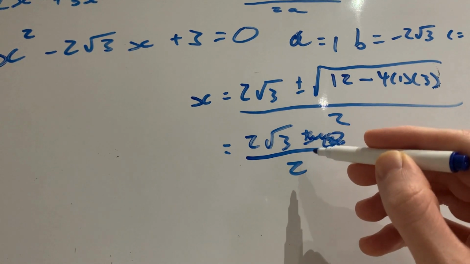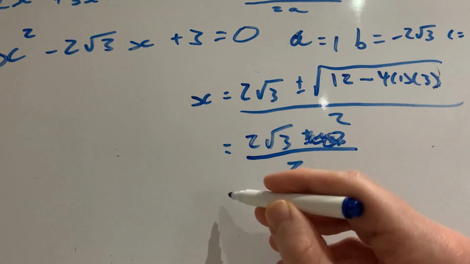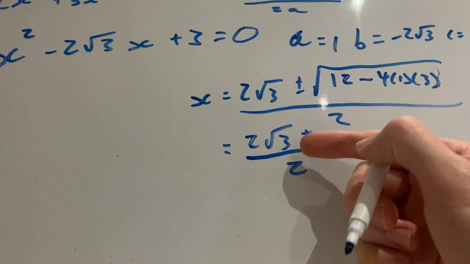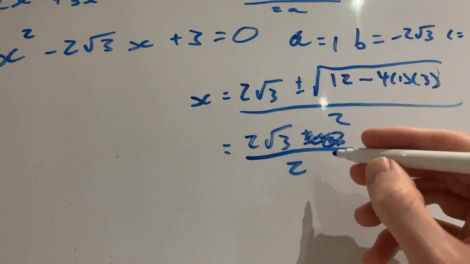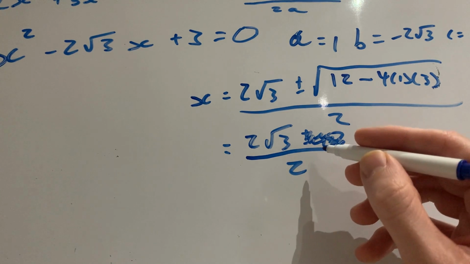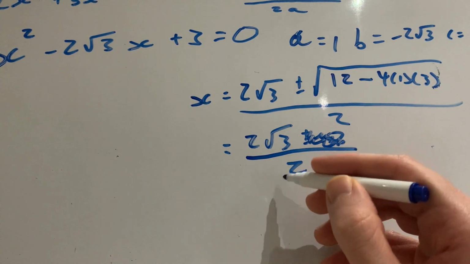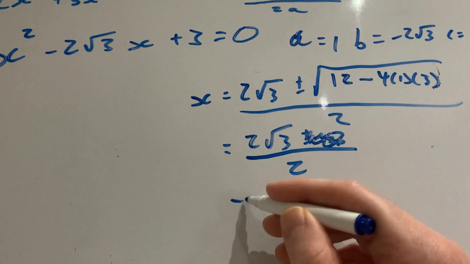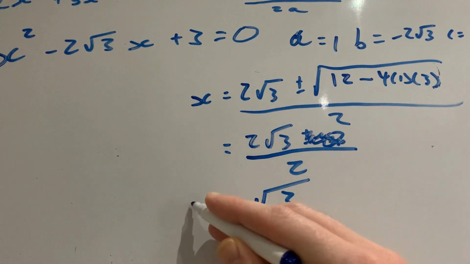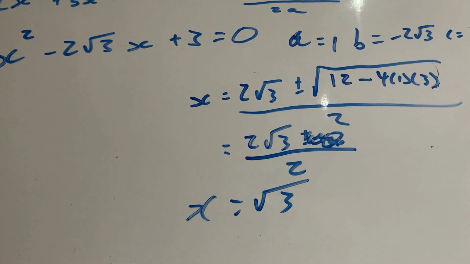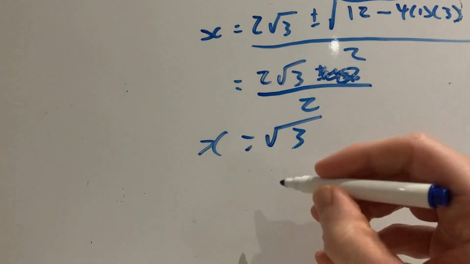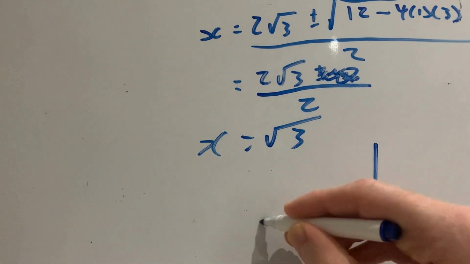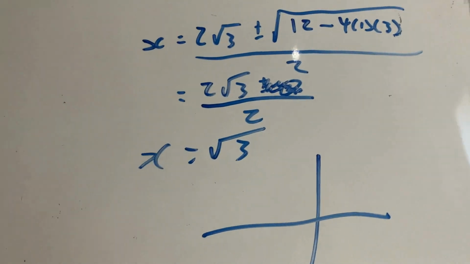In your exam, don't do this. Write another line, but I'm just showing you that we just ignored that. Don't just cross it out if you need to show your full working, because it's a little bit hard to follow. But this really is just a case of 2 root 3 over 2, which is root 3. So x is root 3. And so if we were to sketch a graph of this, let me do it here. Root 3 is our only solution.